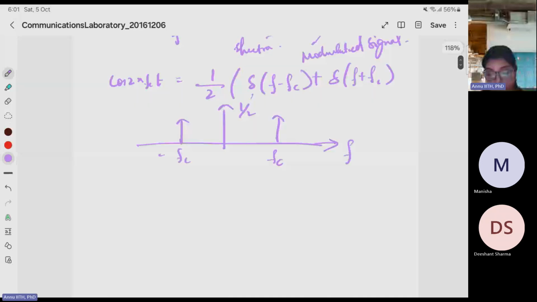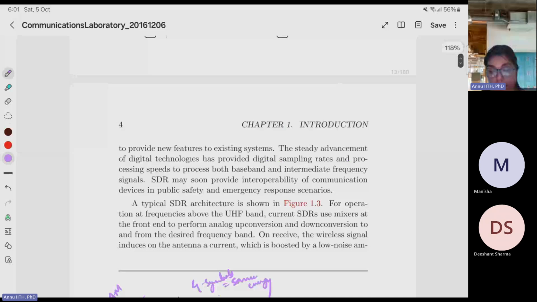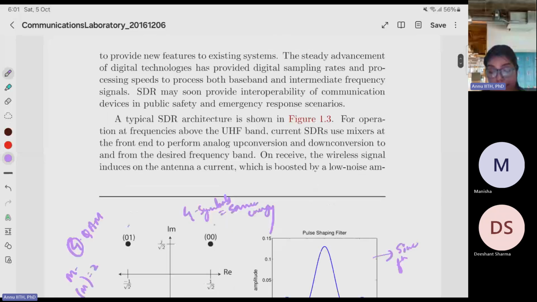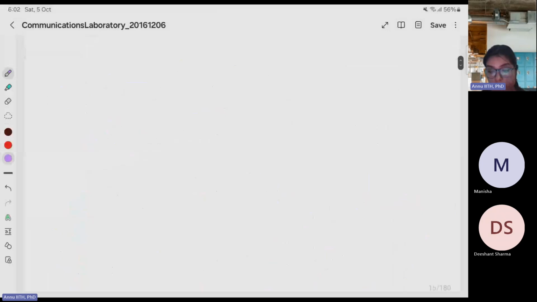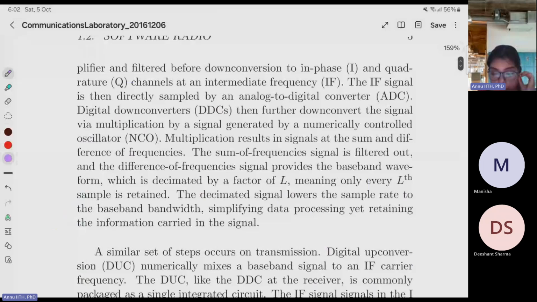A typical SDR architecture is shown as we just saw. For operation at frequencies above the ultra high band, current SDRs use mixers at the front end to perform analog up conversion and down conversion to and from the desired frequency band. On receive, the wireless signal induces a current on the antenna, which is boosted by a low noise amplifier and filtered before down conversion to in-phase and quadrature channels at an intermediate frequency. The IF signal is then directly sampled by an analog to digital converter, and digital down converters further down convert the signal via multiplication, which results in signals at the sum and difference of frequencies.